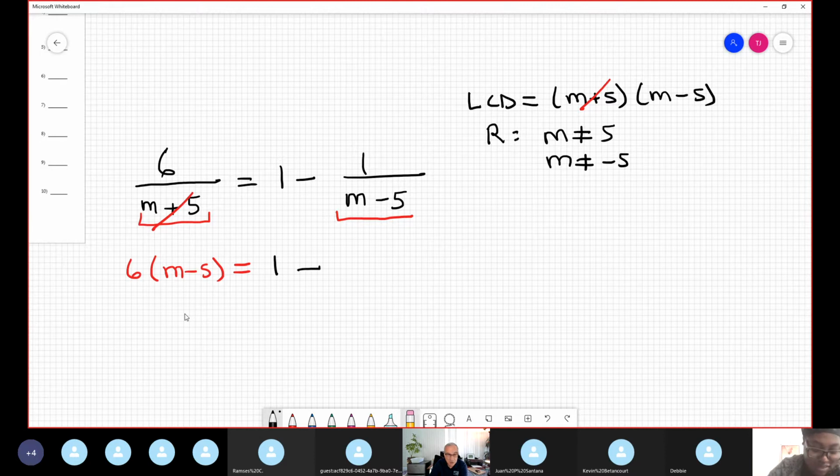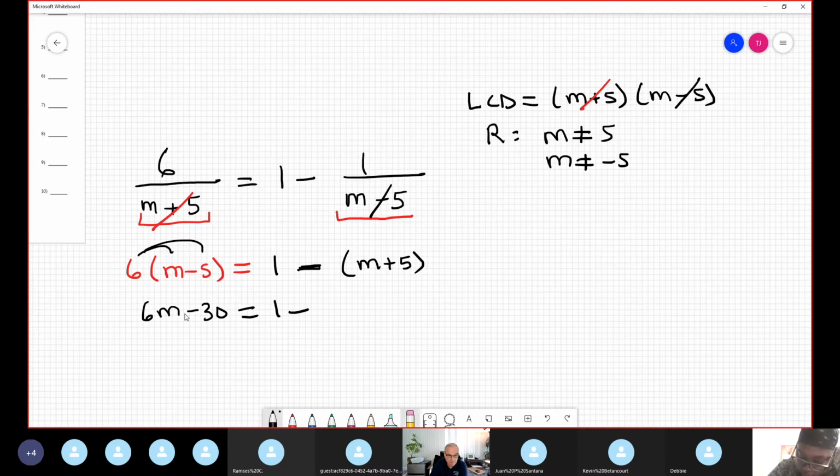Minus, in the second, yes, it cancels x minus 5 and it stays m plus 5. Parenthesis, m plus 5. Don't forget the parenthesis, because this minus here affects everything inside. So distribute: 6m minus 30 is equal to 1 minus m minus 5. This is -1, invisible, multiplied by both here.